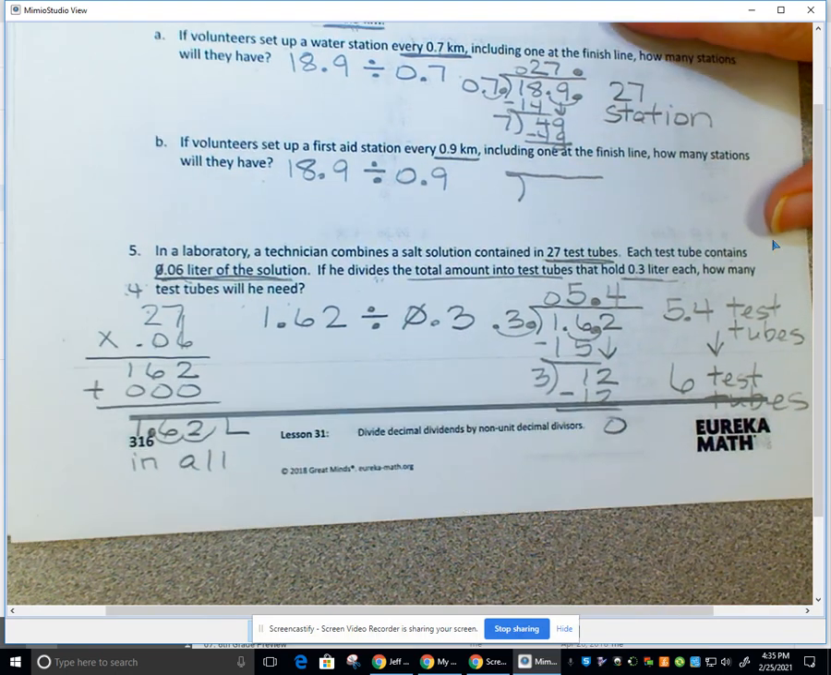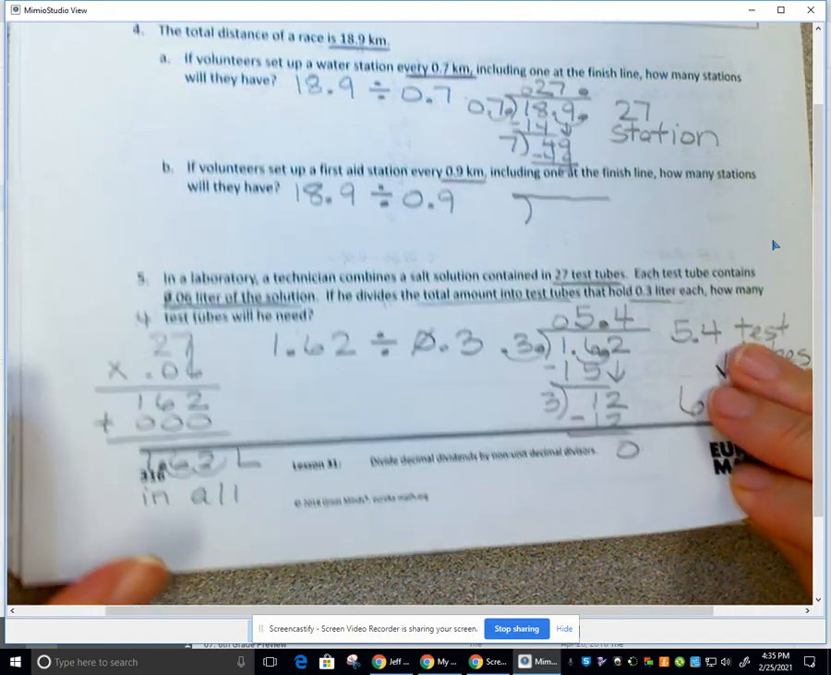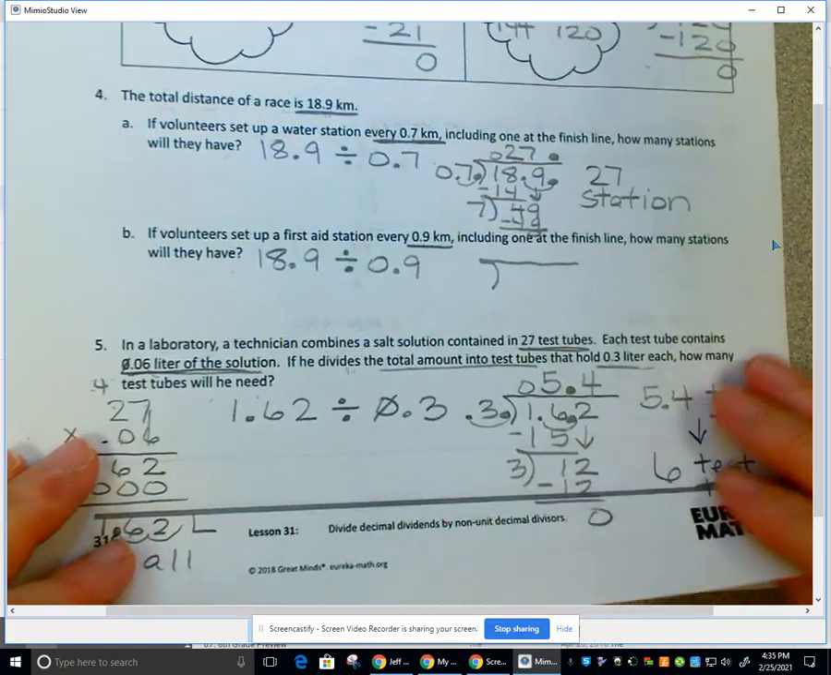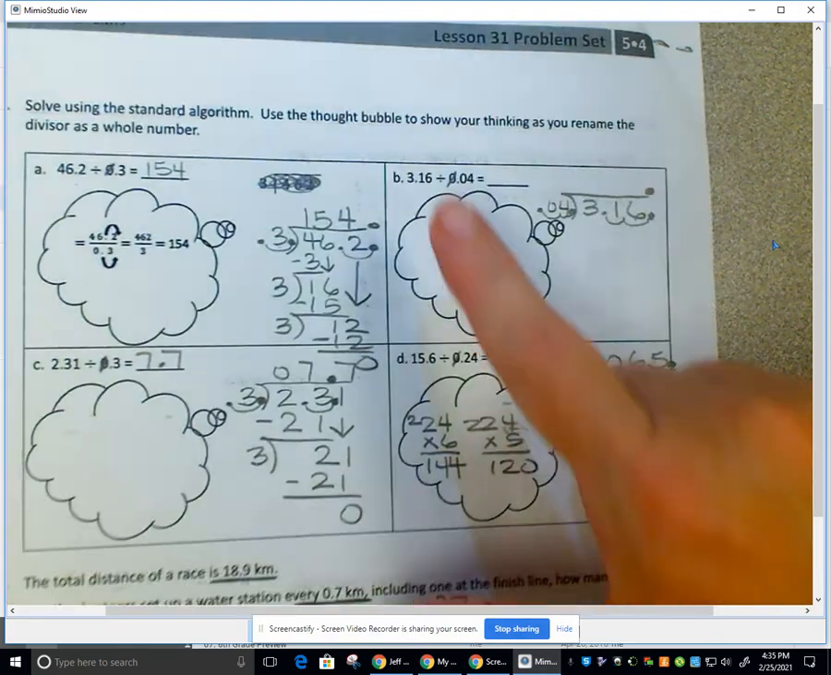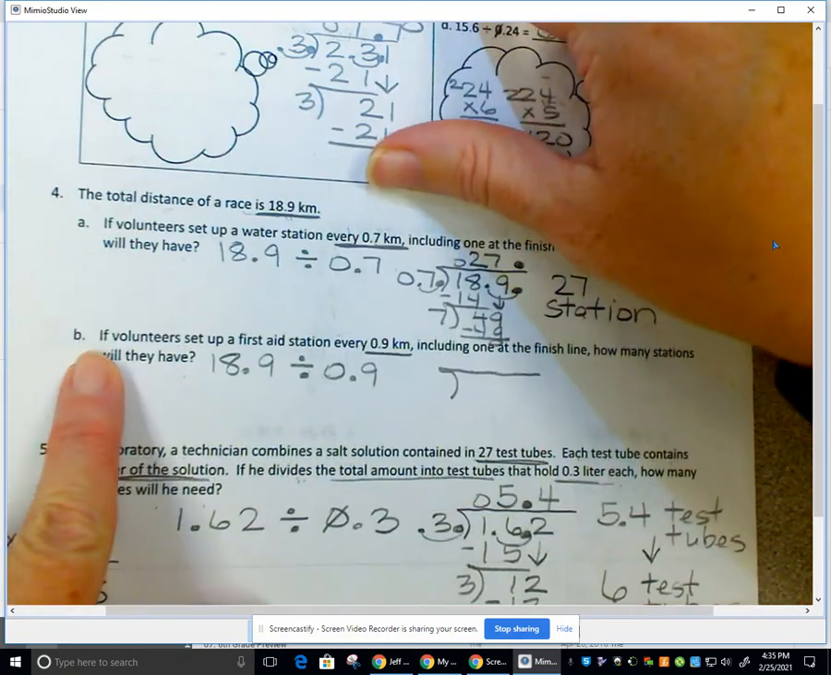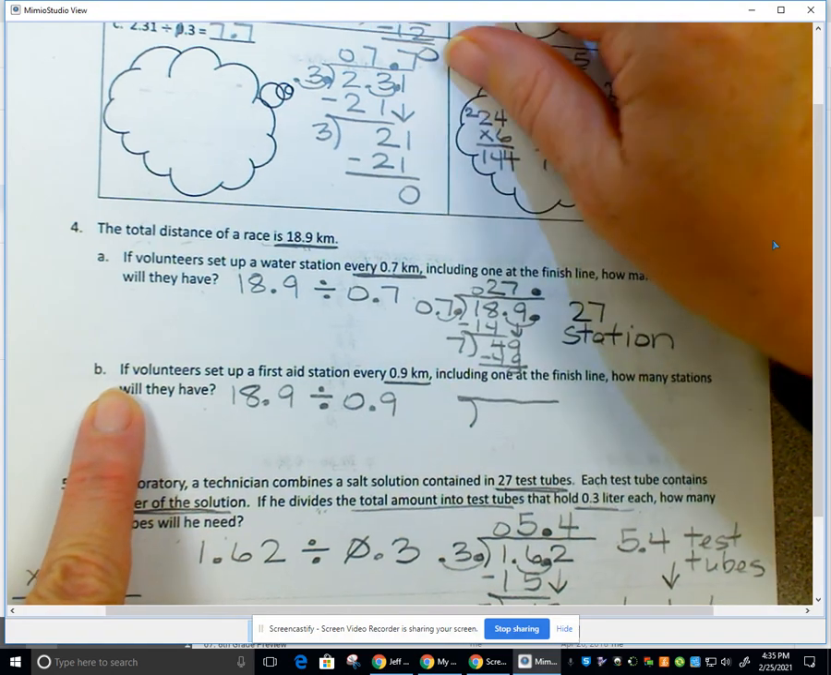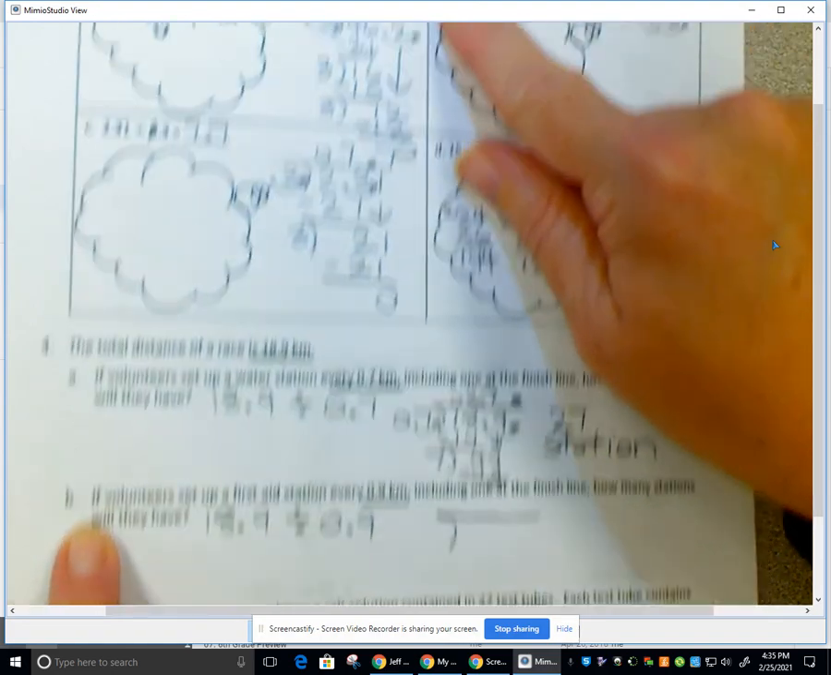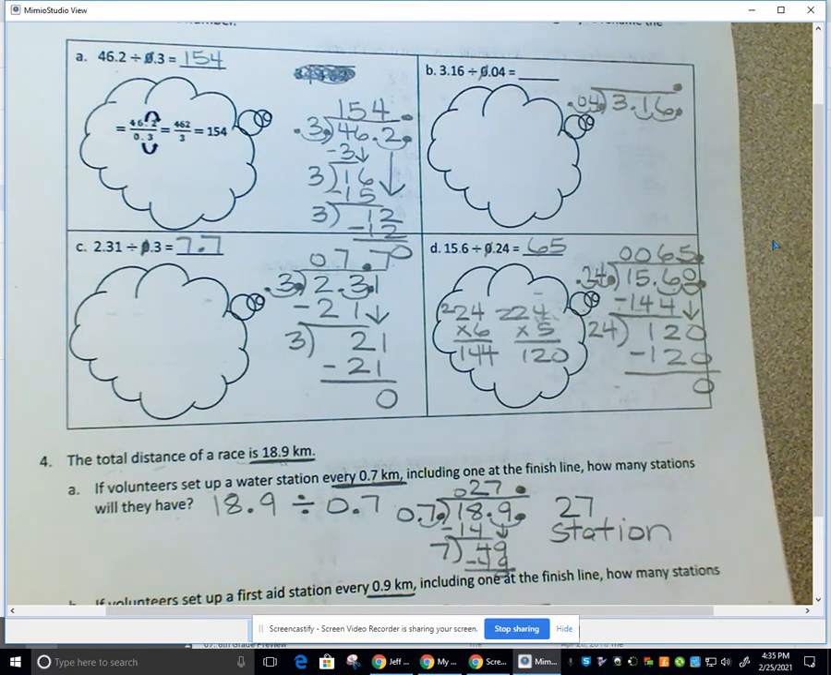Okay. I hope you understand this lesson. What I want you to do is go back and work the ones we skipped. On 316, circle B. I want you to do B. And I want you to do B here. Do these 2. And if you're at home working, take pictures and send it to me of the whole page when you finish.